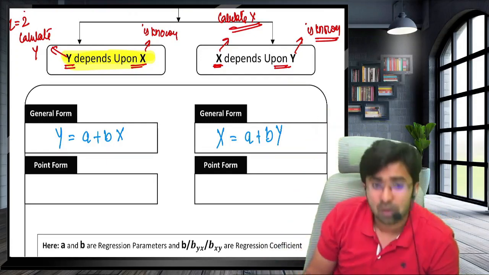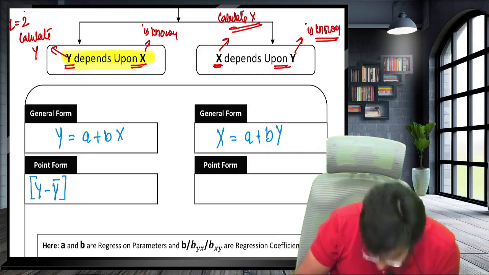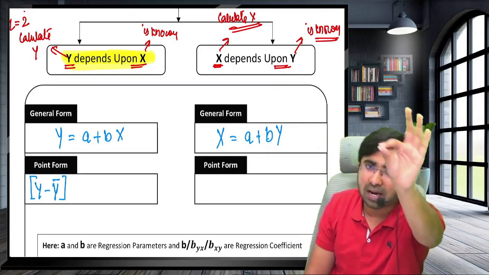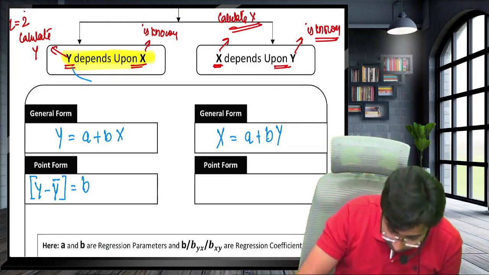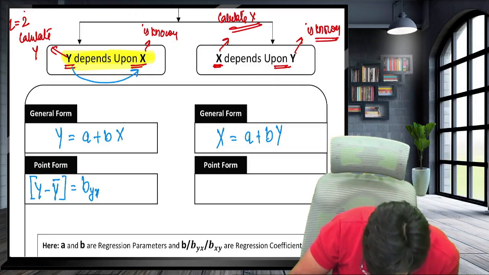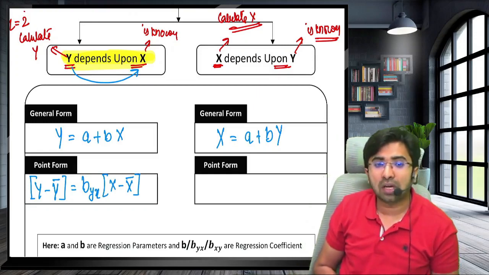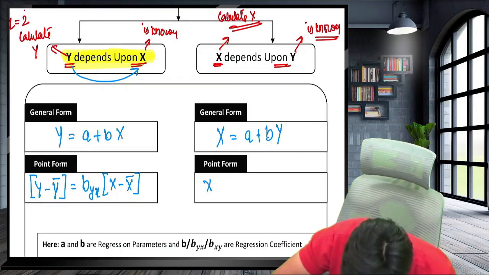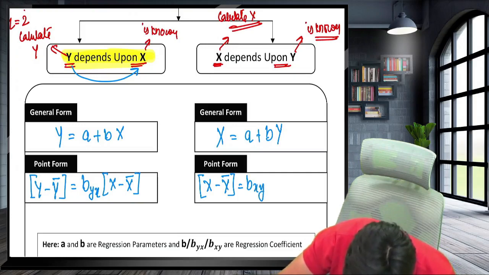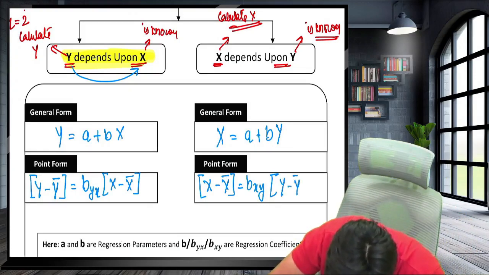Guys, there is one more form, point form. This says y minus y bar. What do you mean by y bar? Guys, y bar is the mean of y, is equal to b. Now, what kind of b is this? Sir, you are calculating y on x. So I will name it b y on x, bracket x minus x bar. Now, when you want to calculate x on y, my formula will start from x. x minus x bar is equal to b x on y, x depends upon y, bracket y minus y bar.